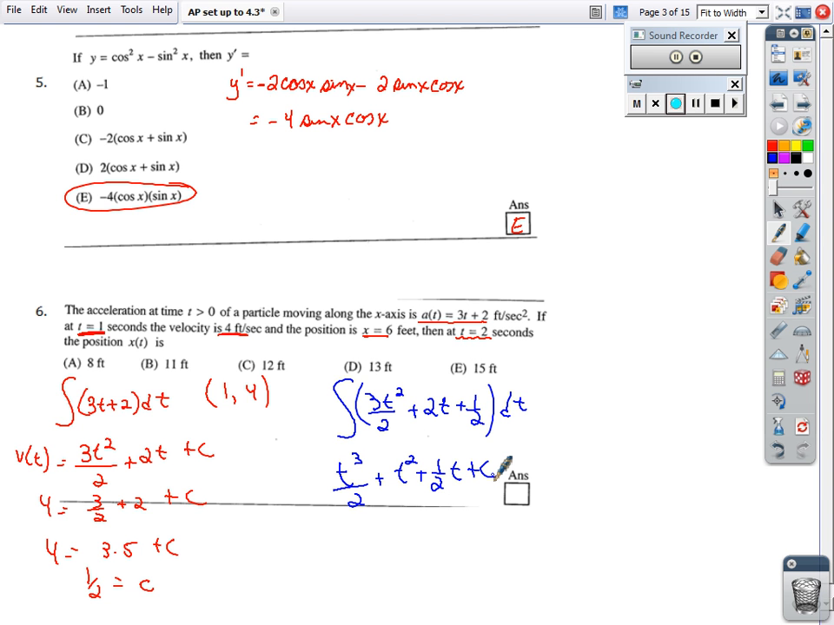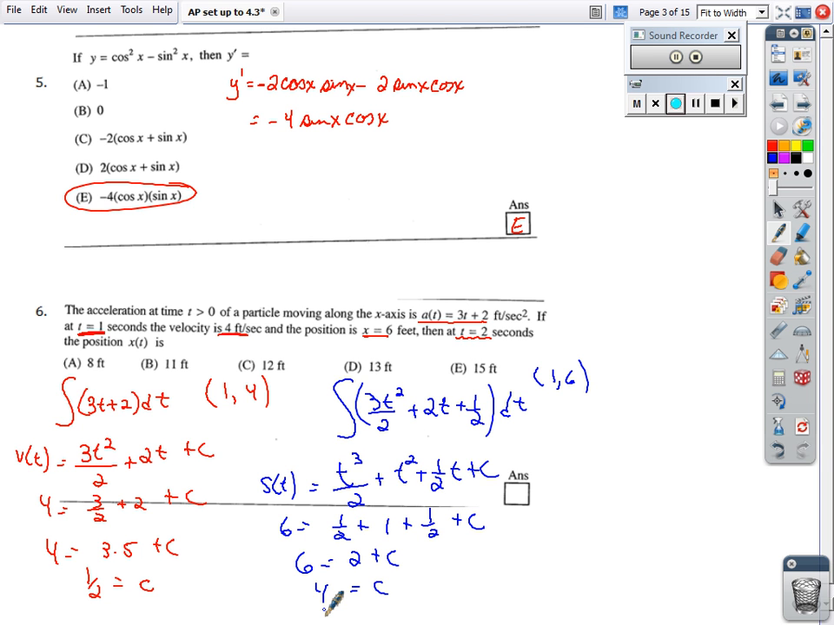Again, now we have to use the ordered pair. At time 1, position was 6, so we can figure out what c is. So this is our position function. So now we're going to do 6 equals 1 half plus 1 plus 1 half plus c. So that 6 is equal to 2 plus c, c is equal to 4.